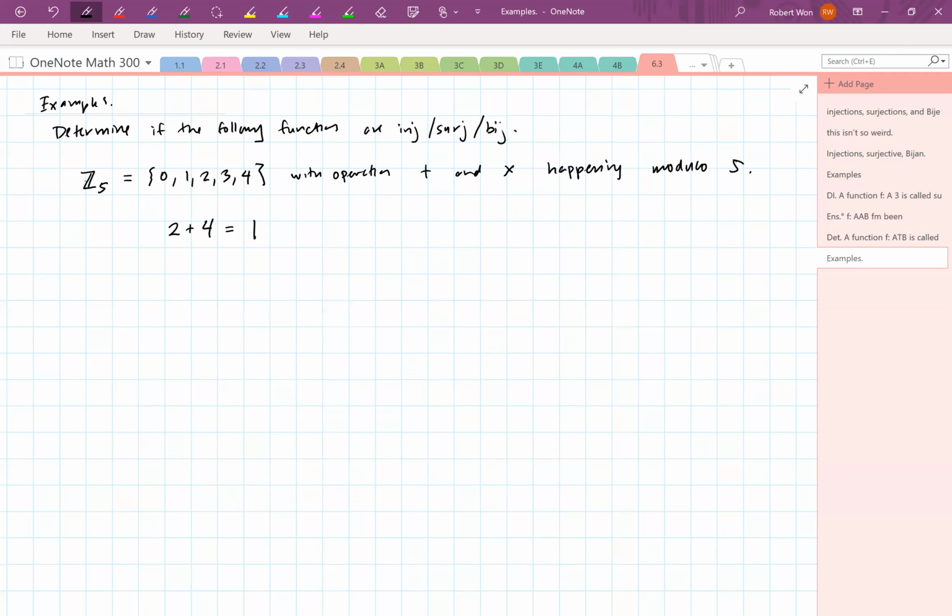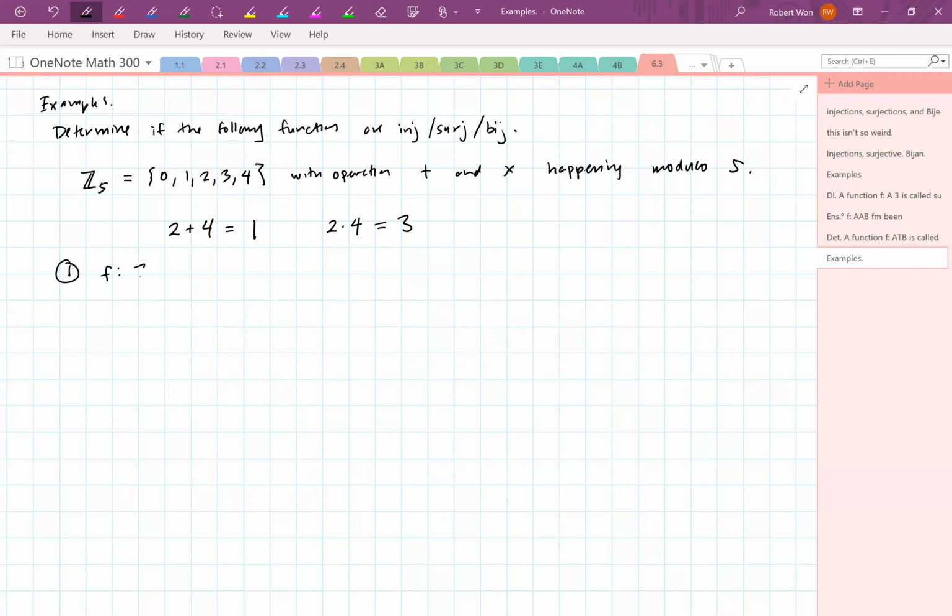Right? So if you take the result modulo 5, you end up back inside the set. And so I can think about this set as having a plus and a times operation on it, right? 2 times 4 equals 3 inside of Z5. That's what I mean by Z5.